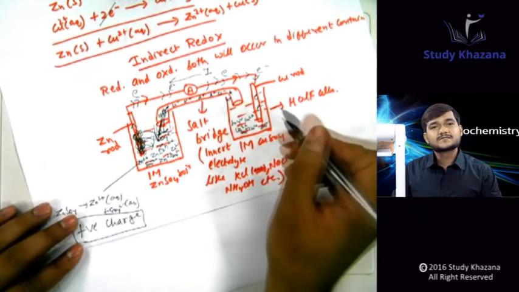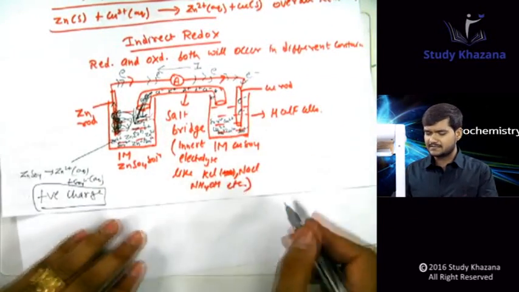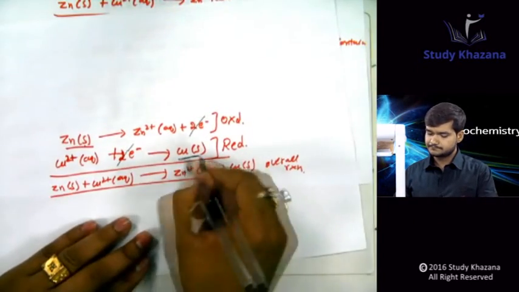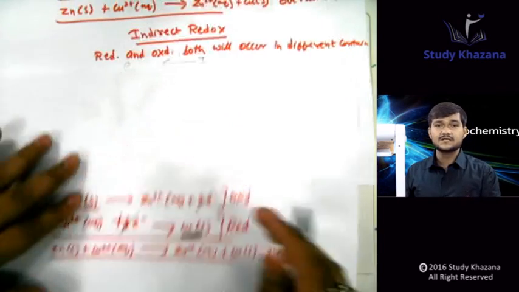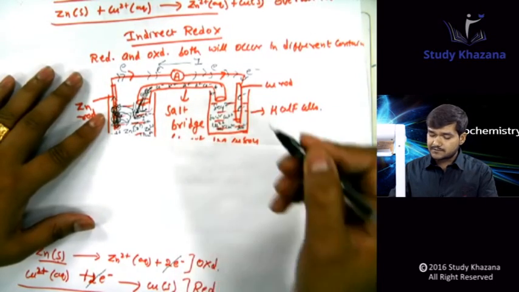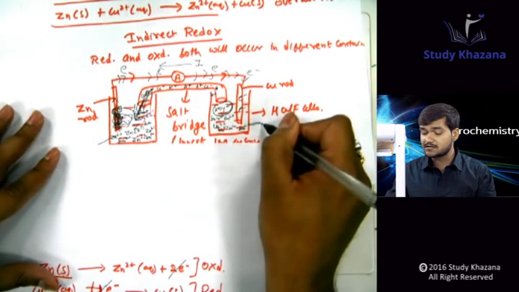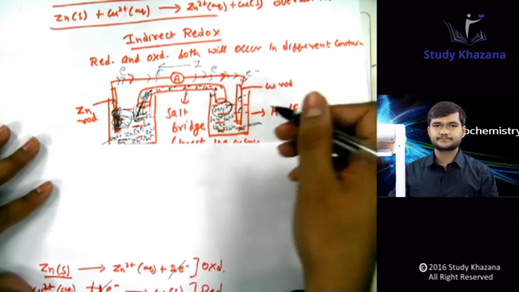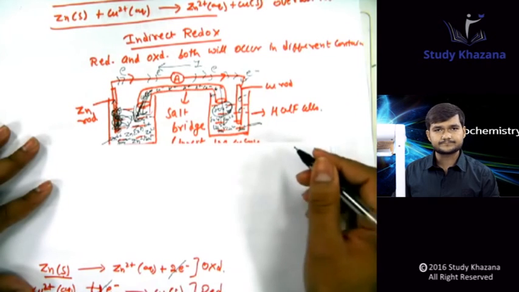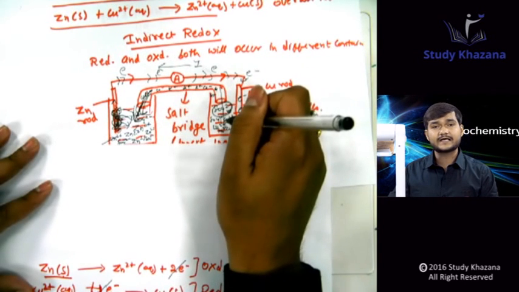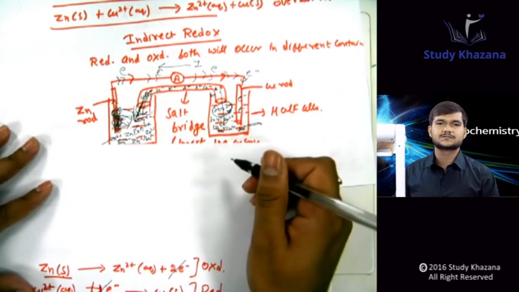Now what happens at the copper rod? At the copper rod you can see the Cu2+ ions are converted into Cu solid on the rod. That means the positive charge reduces, but due to the presence of sulfate ions, the negative charge in this half cell increases. Now this negative charge attracts the positive charge from the salt bridge, and the positive charge will neutralize the excess of negative charge. Are you getting it?